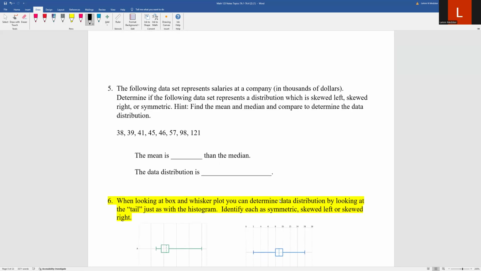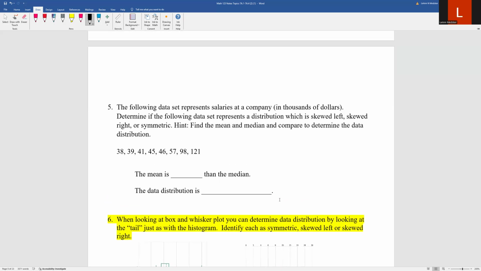Okay, so we're going to try this one. It says the following data set represents salaries at a company. These are in thousands of dollars; they just didn't write out all the thousands. So that first one is actually 38,000. They left off the 3 zeros since they told us it represents thousands of dollars. Determine if the data set represents a distribution which is skewed left, skewed right, or symmetric. We should find the mean and median and compare them to determine the data distribution.